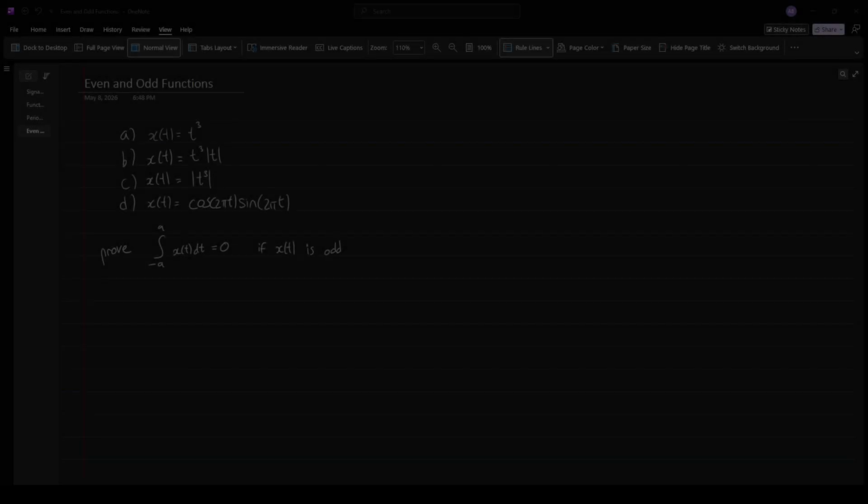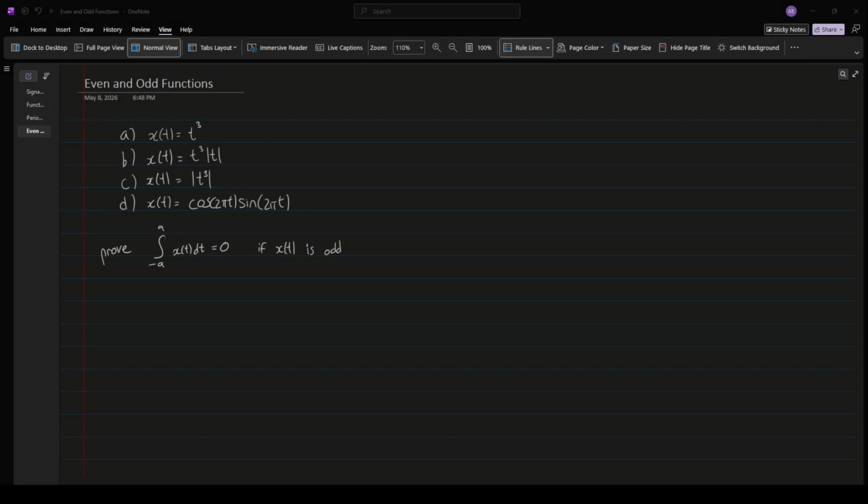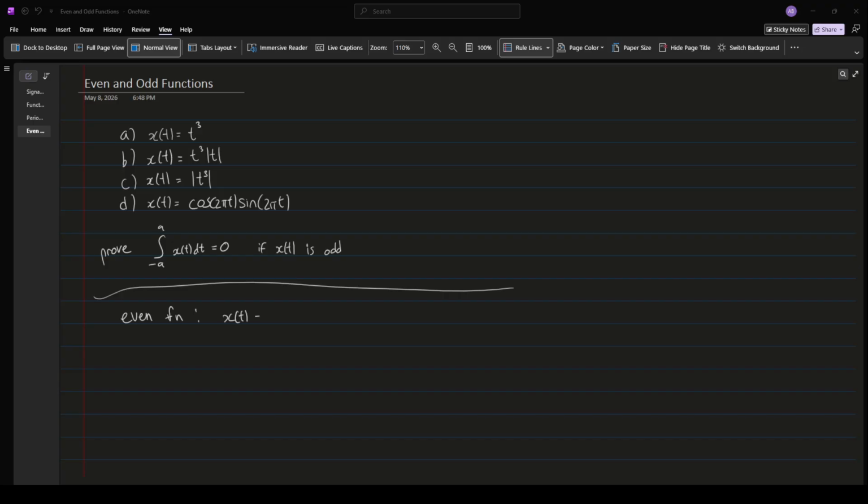Okay guys, for the last part of this video, we're going to talk about even and odd functions. So all you need to know for this course when it comes to even and odd functions is, I'm going to write it down here real quick. So for an even function, we have the property x of t equals x of negative t. And then for odd functions, you have the property x of t equals negative x of negative t.